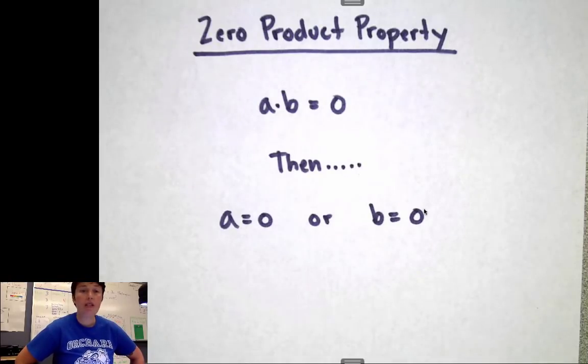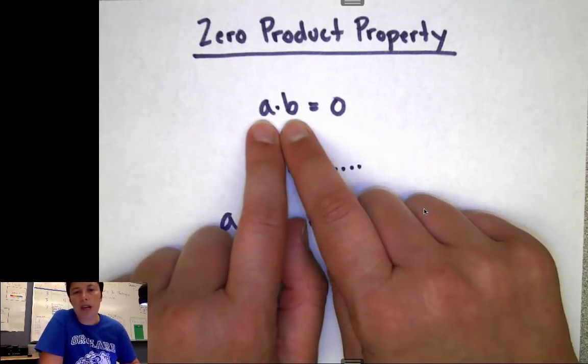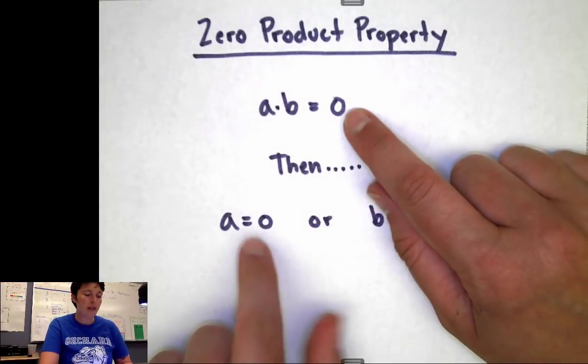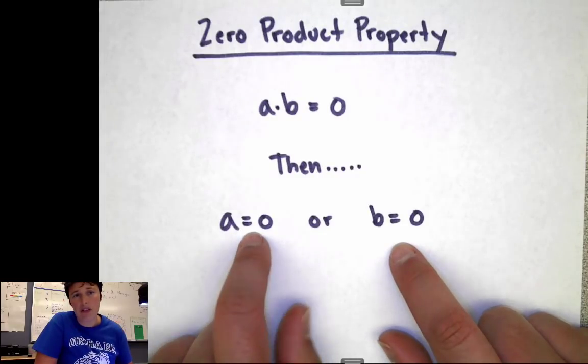Hey guys, another video here on something we call the zero product property. And if you watched the last video on this, you kind of have a little bit of an idea of how it works. Basically, here's the property. If two things are being multiplied and the answer is zero, then you know that one of those things at least has to be zero. Maybe both of them could be equal to zero.